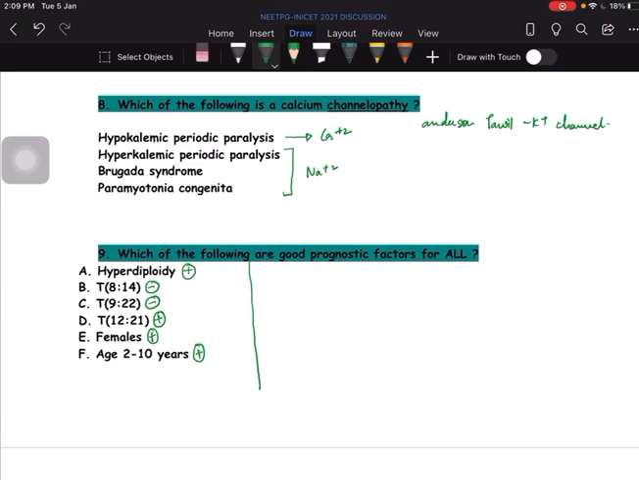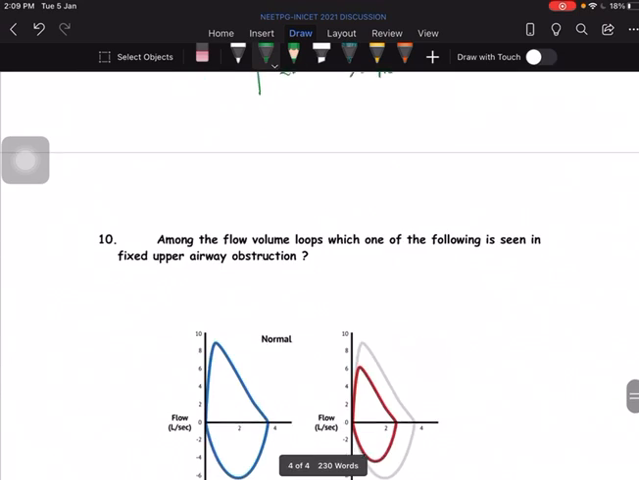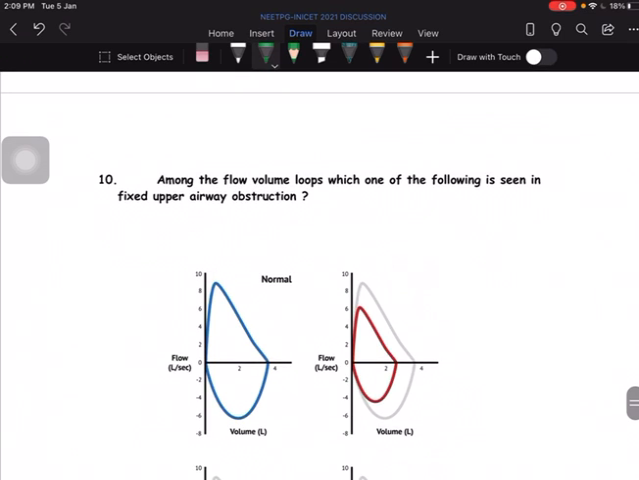In the counterpart, hypodiploidy is a bad prognosis. Okay, these both are bad prognosis. Males have a bad prognosis. Black race patients have a bad prognosis. Age less than 2 and more than 10 years have a bad prognosis. So you'll have to memorize the table which includes the good and bad prognostic factors of acute lymphoid leukemia. Next point.